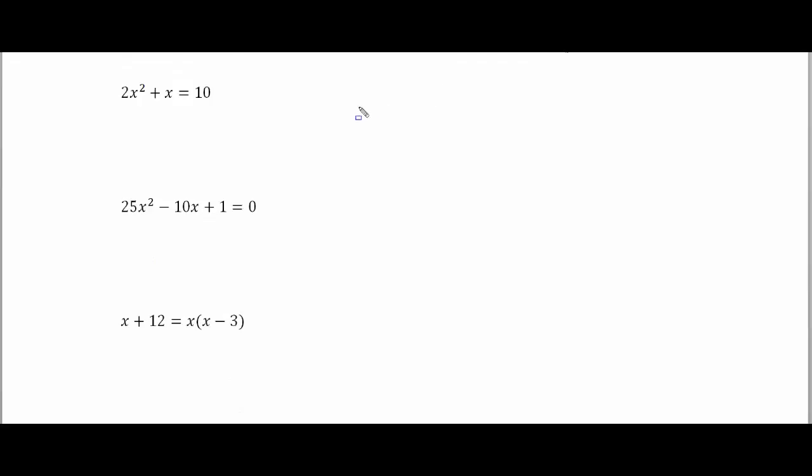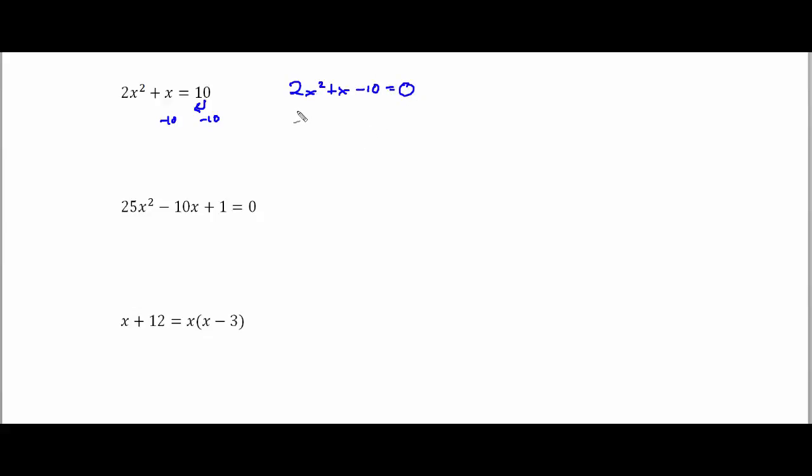Alright, moving on, we're going to have some more difficult problems, but they will all be factorable. In fact, this problem here isn't set up correctly yet. We have to move the 10 to the left-hand side, and we'll do so by subtracting 10 from both sides. So 2x squared plus x minus 10 equals 0.